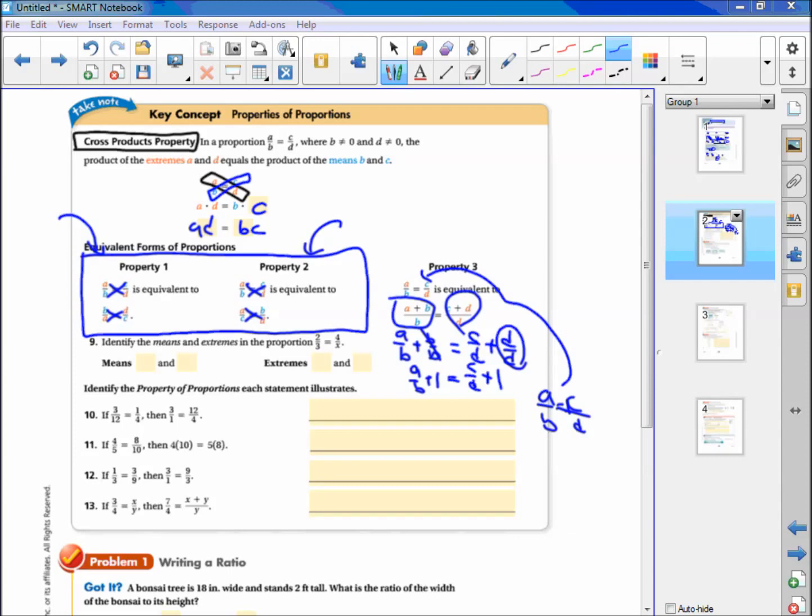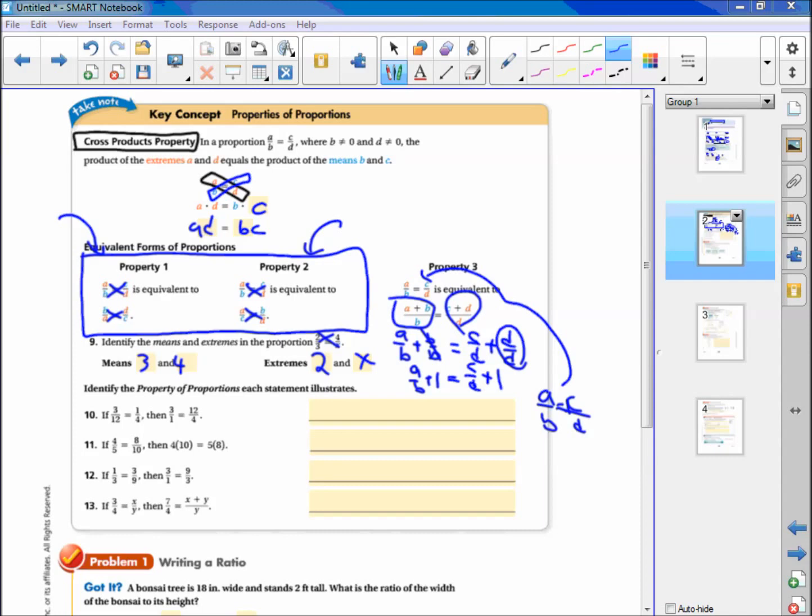All right, so identify the means and the extremes in the proportion 2 over 3 equals 4 over x. So the means are the 3 and the 4, and the extremes are the 2 and the x. So the top left times the bottom right are the extremes, and the bottom left times the top right are the means. All right, so identify the property of proportions each statement illustrates.